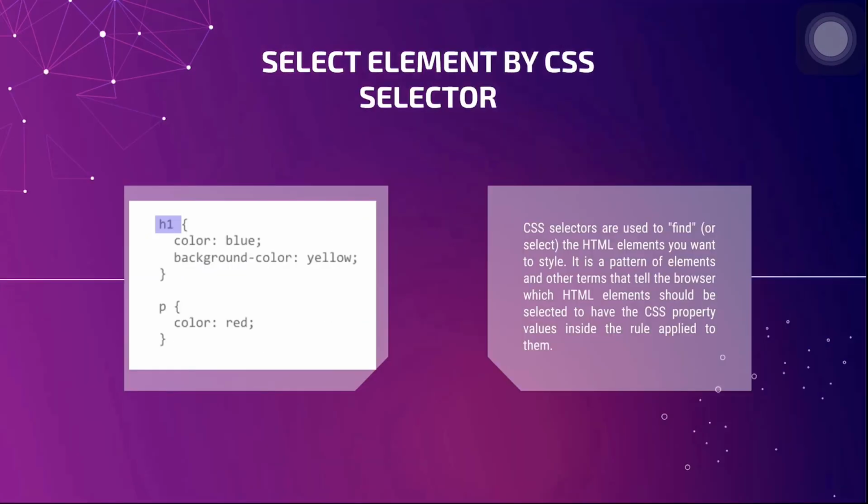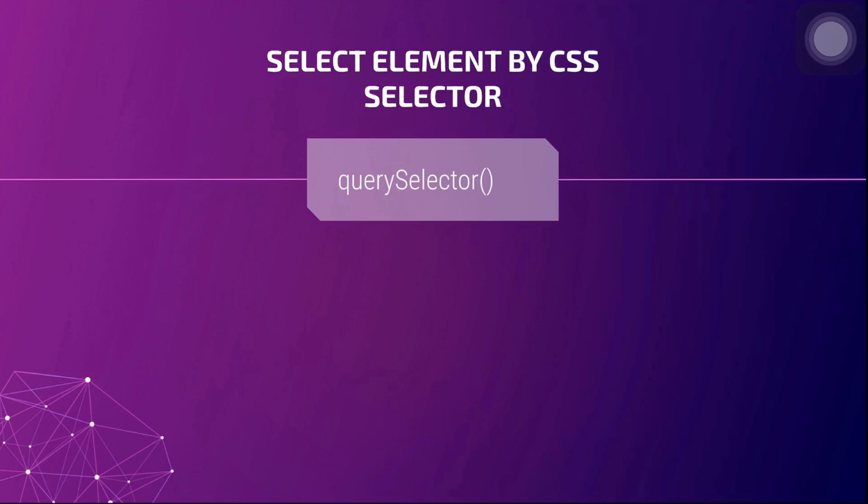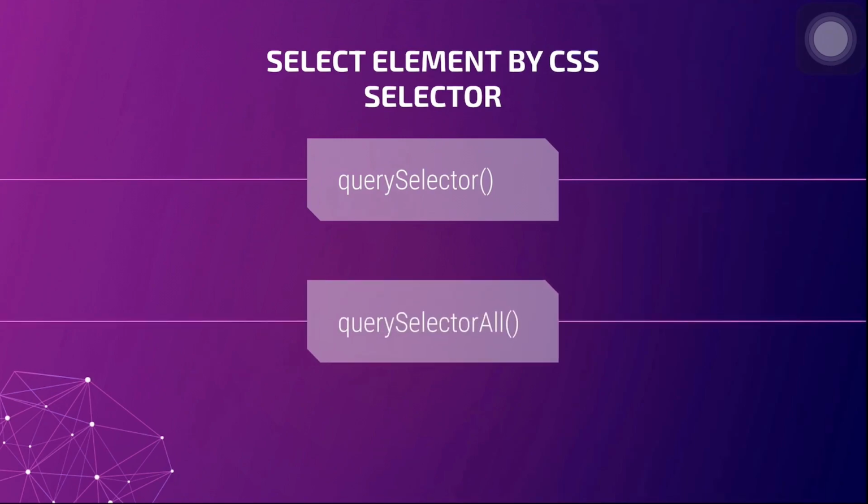So the last method is selecting an element by CSS selectors. CSS selectors are used to find or select the HTML elements you want to style. It is a pattern of elements and other terms that tell the browser which HTML elements should be selected to have the CSS property values inside the rule applied to them. So as I said earlier, this method has two ways: the querySelector and querySelectorAll.